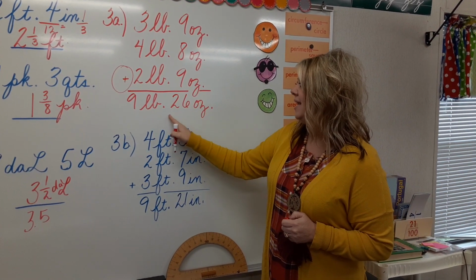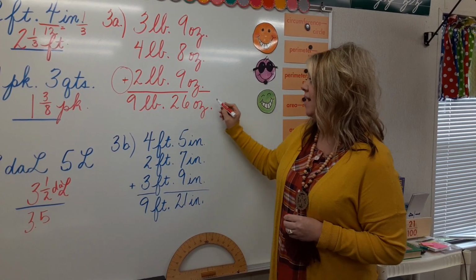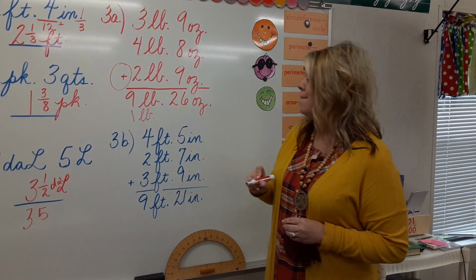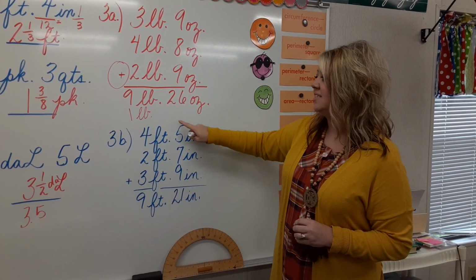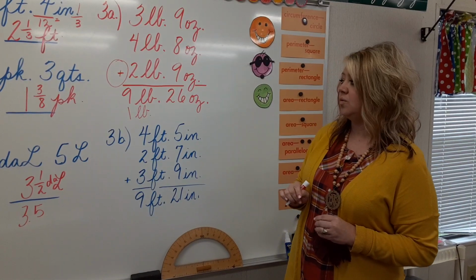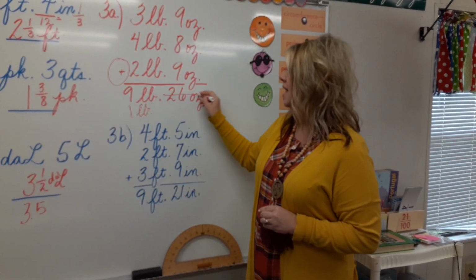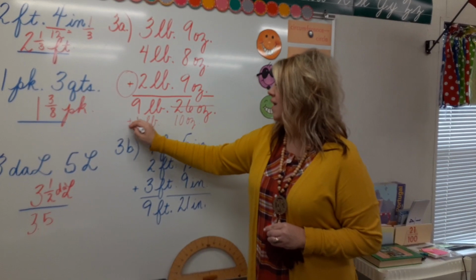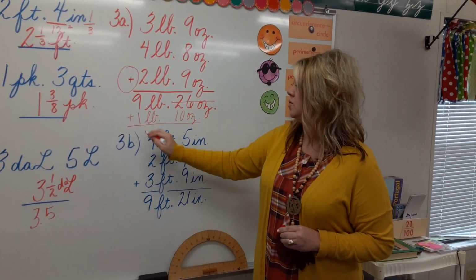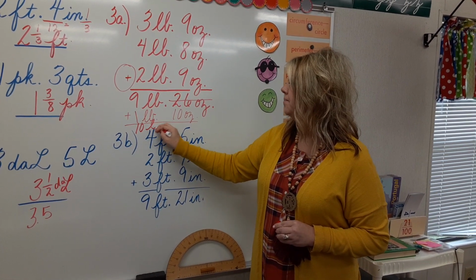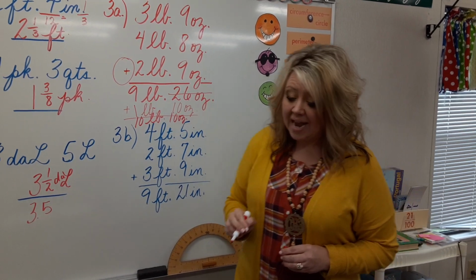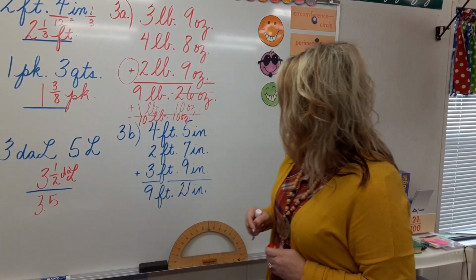So if I'm taking the 1 pound, the 16 ounces, I'm going to write that over here, 1 pound. And then in my mind, I'm thinking, okay, if I subtract 16 from 26, what is left over? The leftover would be 10 ounces. And then we do a final step of adding. 9 plus 1 is 10. And we bring down our 10 here. So 10 pounds, 10 ounces is the answer for 3A.